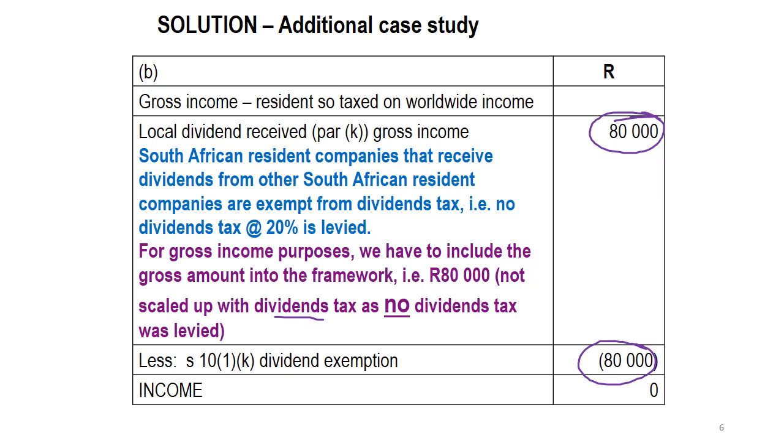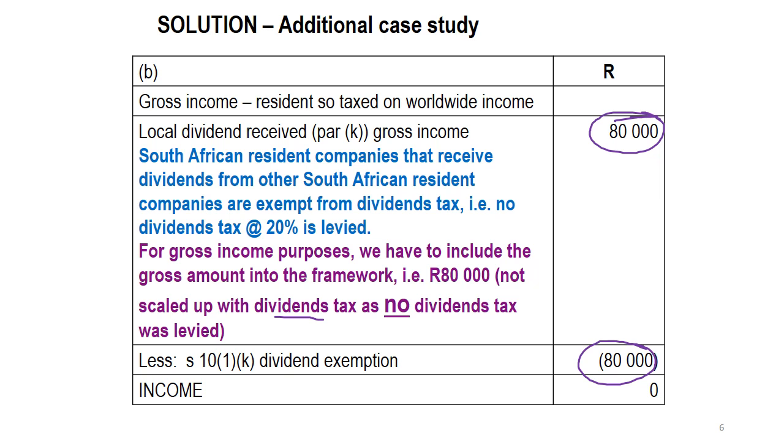Now, ladies and gentlemen, the purpose of this additional case study is not to confuse you, but I have picked up in the homework questions that they do sometimes give amounts excluding dividends tax or including dividends tax. The information in the question will usually be clear. You just have to know that if it is a natural person and they give me the amount of the dividend net of dividends tax, to determine what goes into gross income, I have to scale up the dividend.